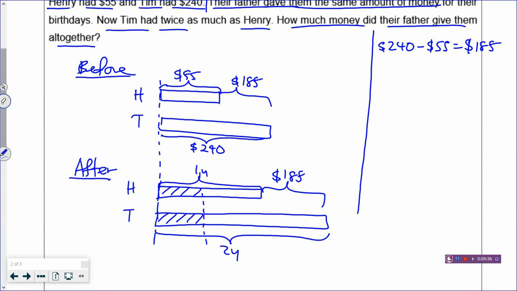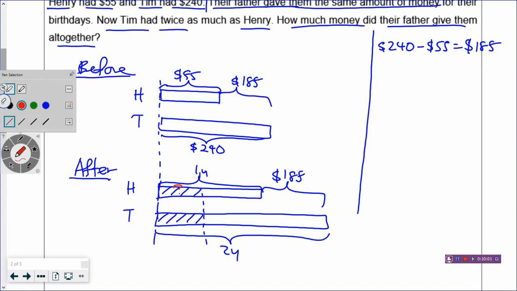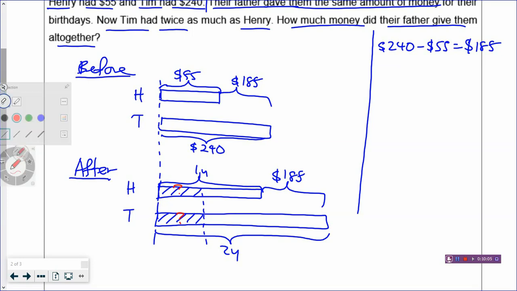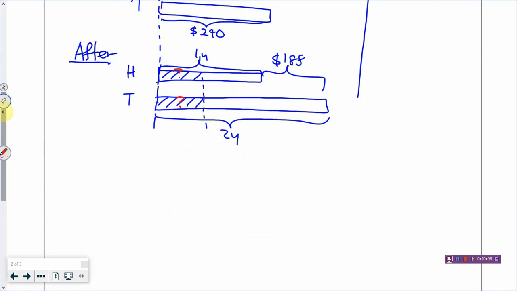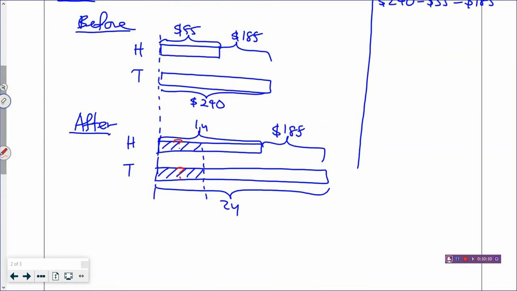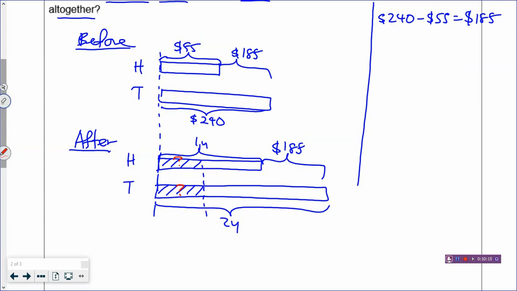So how much money did the father give them? You are supposed to find the question marks and add them together. And your model is done. So let's look at the model, and now we use the model to solve. So how do we solve it? You can look at the before model, or you can look at the after model, and then try to find something. Can you see something in each model? What can you see? Now, if you look at the after model, what is the difference in the units?